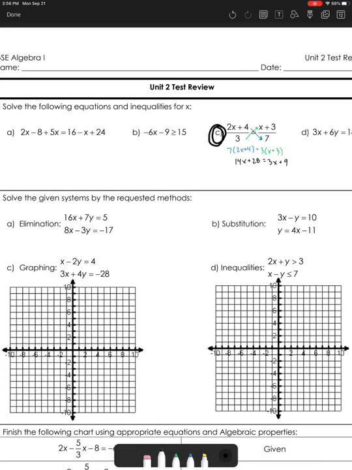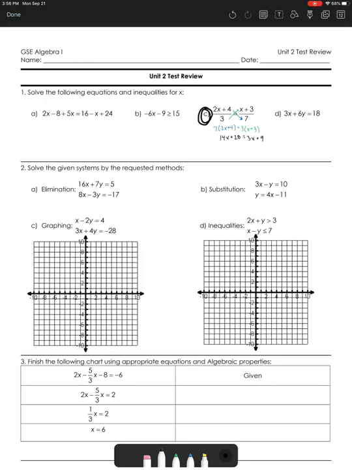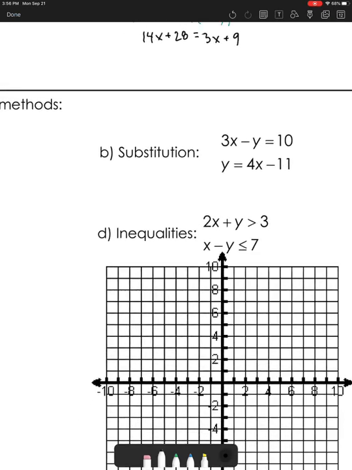So the next problem we're going to go to is in number 2, where we're going to solve by substitution in letter B. So substitution is exactly what it sounds like. You're given two equations, right? And you need to take one equation, solve it for one of the variables, and plug it in, substitute it into the other equation. So in this situation, one of our equations is already solved for a variable. It's already solved for y.